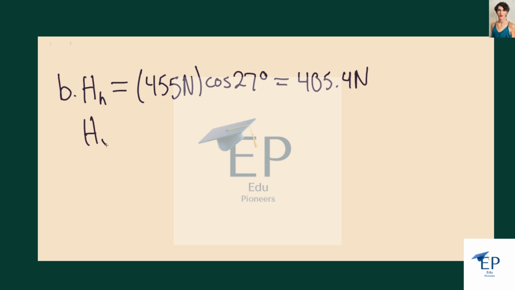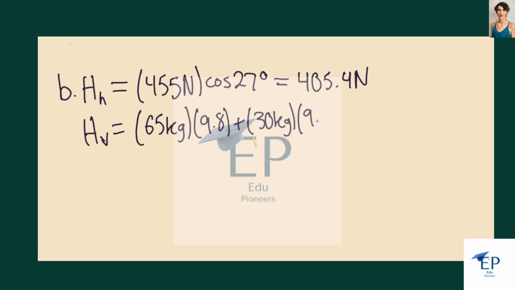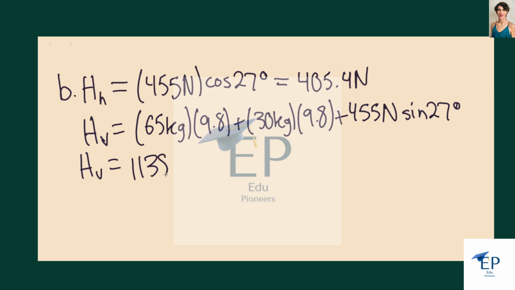And then for H sub V, this would be the Y component, or the vertical component. So this would be 65 kilograms times 9.8 plus 30 kilograms times, again, 9.8 plus 455 newtons times here sine of 27 degrees. And we find that the vertical component of the hinge force is going to be 1,138 newtons.